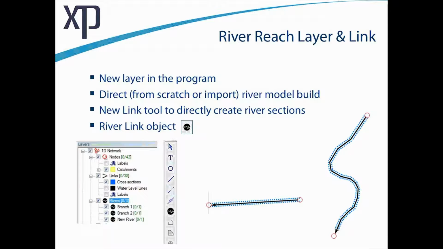So first, the river reach layer and links. This is a new layer in the program, and it allows us to build rivers directly from scratch or to import river models from a program like HECRAS into this layer. So we can use this link to create river sections, label the river sections, and easily identify these rivers within our model. We've also identified this with the specific blue markers, which means we can easily pick this out from the software.